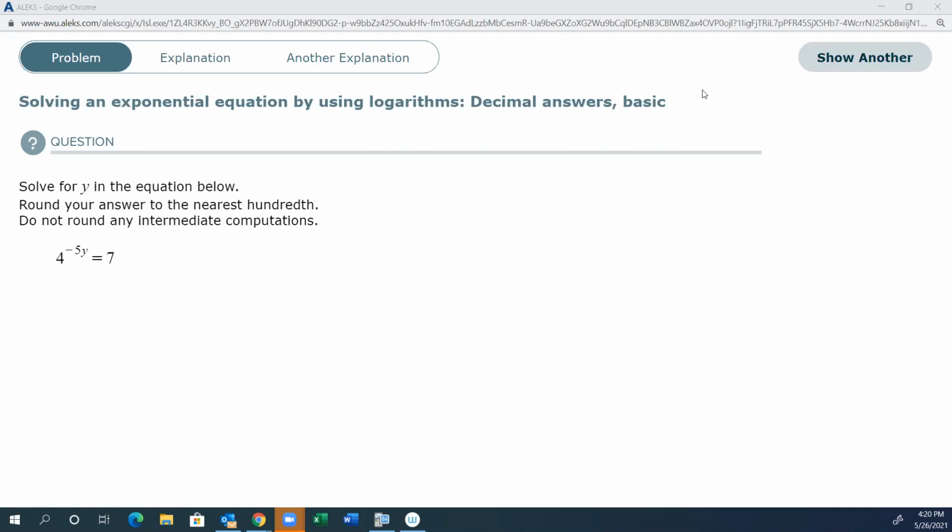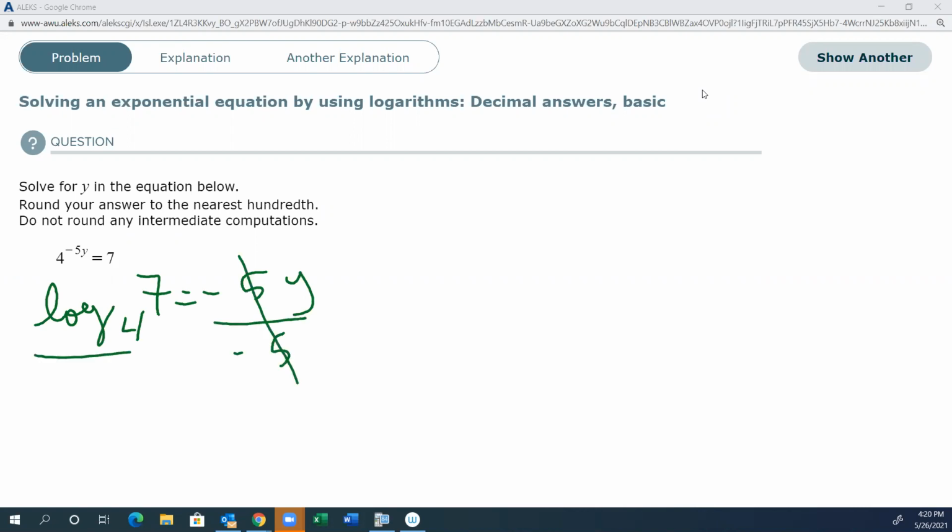All right, so on this one, solving for the variable, no big deal. It's stuck in an exponent. So if you've got an exponential form of an equation or logarithmic form and you can't solve, shift to the other form. So log base 4 of 7 equals negative 5y, which is now quite a bit easier. So if I divide by negative 5, I get that.